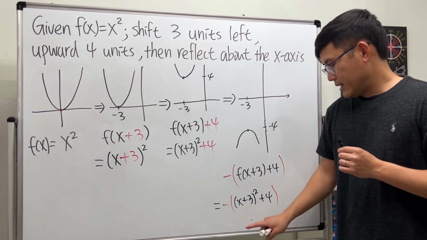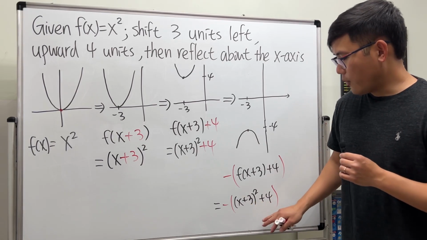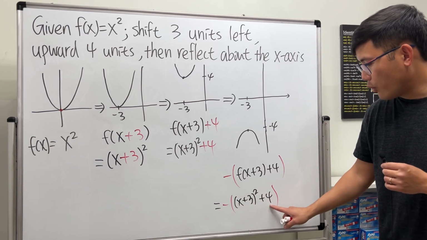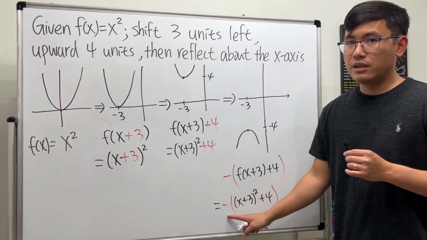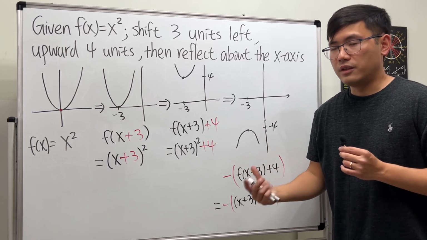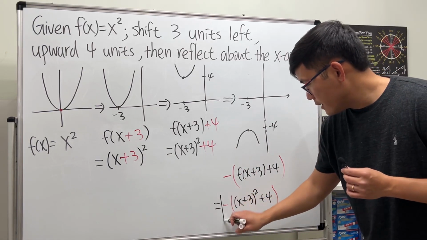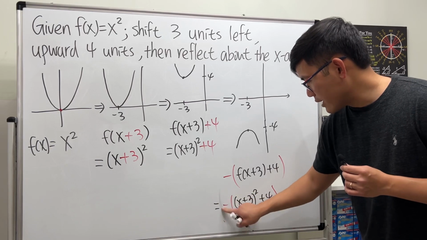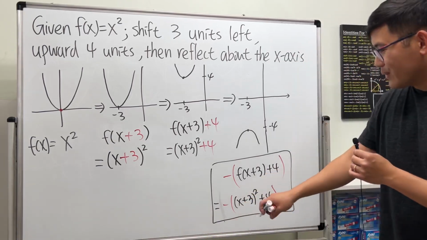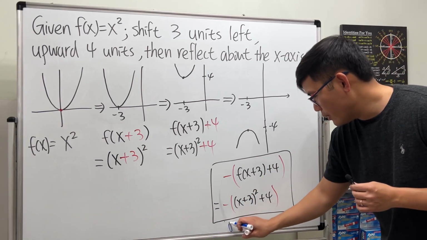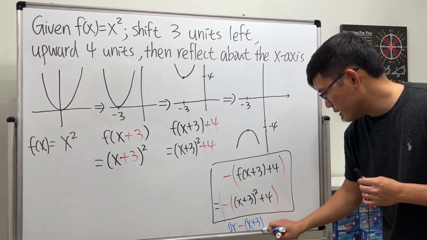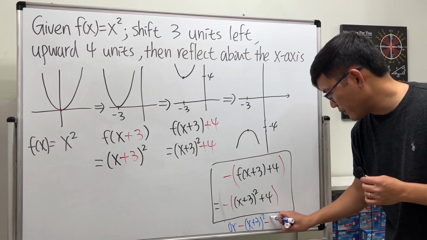So I prefer the answer to be written in this form because it shows us we move to the left 3 units and then go up 4 units, then do the reflection in this particular order. If the order is different, then you may end up with a different equation. So I prefer it this way, and I'll just box this for you guys right here. This is the final result. But of course, if you want to distribute the negative, then I cannot stop you. You can also write it as negative parentheses x plus 3 squared and then -4. Up to you.